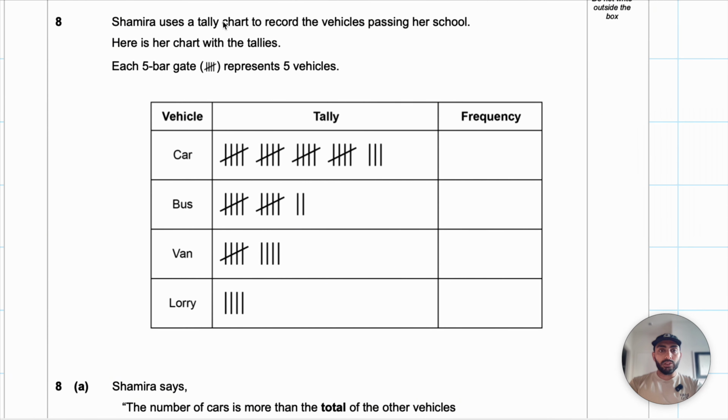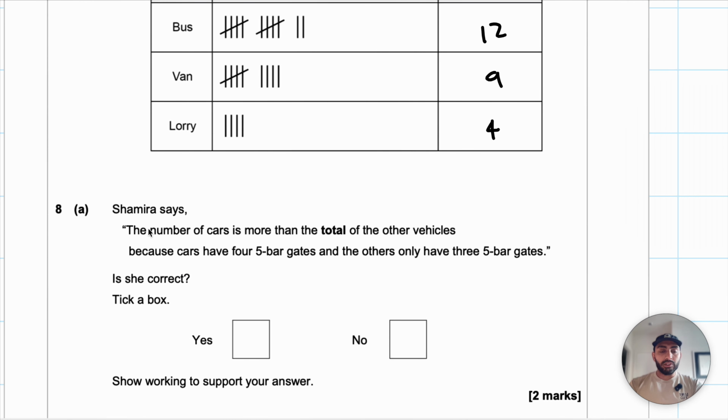Question 8. Shamira uses a tally chart to record the vehicles passing her school. Here is a chart with the tallies. Each 5-bar gate represents 5 vehicles. Let's just fill out this table first before we move on to the question. So that's 5, 10, 15, 20, 23, 5, 10, 12, 5, and that's 4 there, so it's 9, and that's just 4. Shamira says the number of cars is more than the total of the other vehicles because cars have 4 5-bar gates and the others only have 3 5-bar gates.